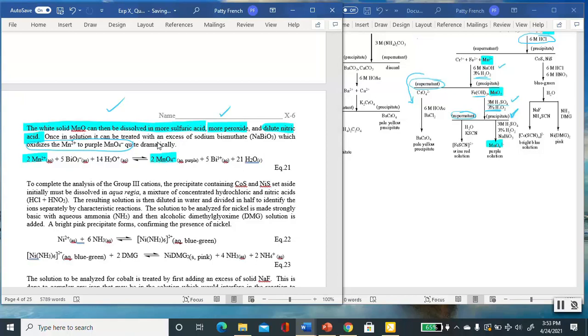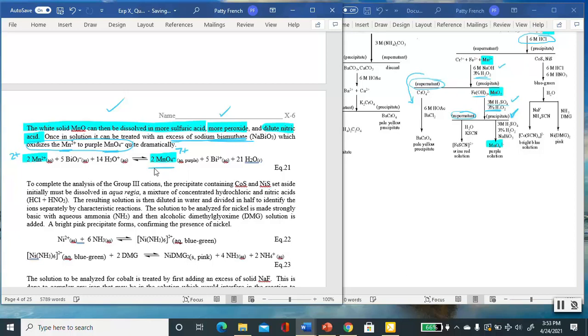Once you've done this and you've dissolved it, you put in an excess of sodium bismuthate. This is sort of a pale beige sort of color. And this oxidizes the manganese 2+ to purple permanganate. Okay, so this charge now on the manganese is 7+. So that's a really big oxidation, right? To go from 2+ to 7+.